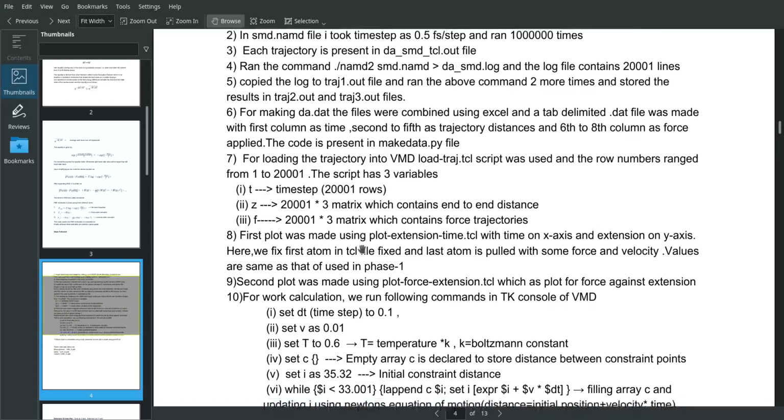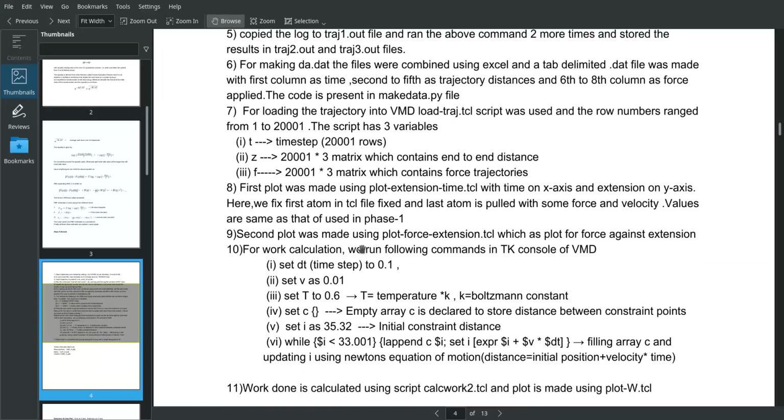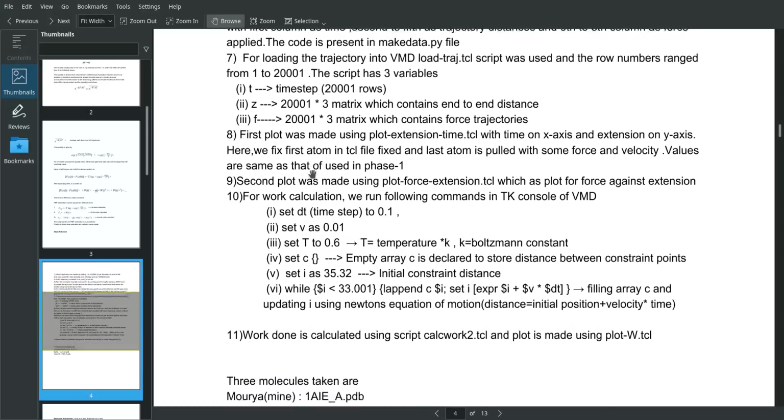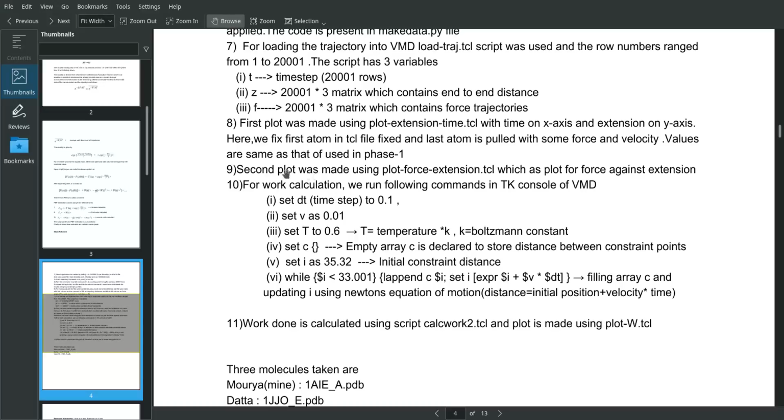The first plot was made using plot extension time.tcl with time on the x-axis and extension on the y-axis. Here we fix the first atom in the TCL file, and the last atom is pulled with some force and velocity. The values are the same as those used in phase 1. The second plot was made using plot force extension.tcl, which has the plot for force extension.